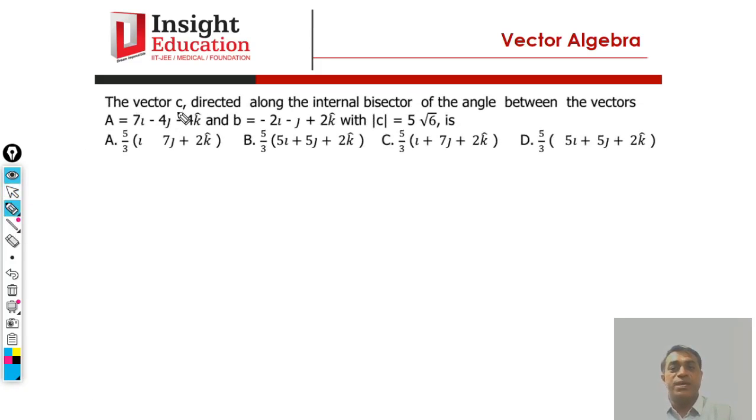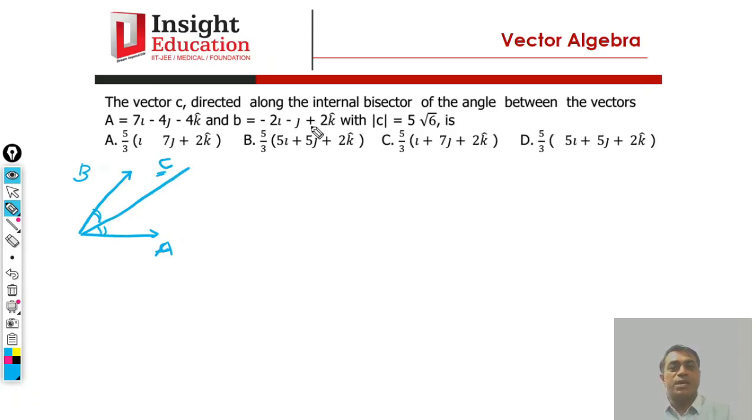The vector C is directed along the internal bisector of the angle between the vectors A and B. So vector A is given, vector B is given, and suppose this is the internal bisector. So that is C.